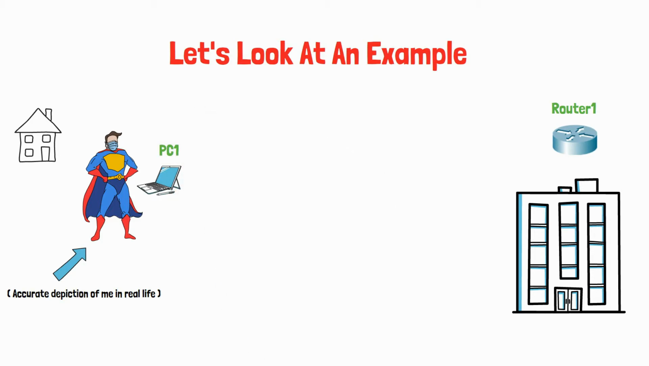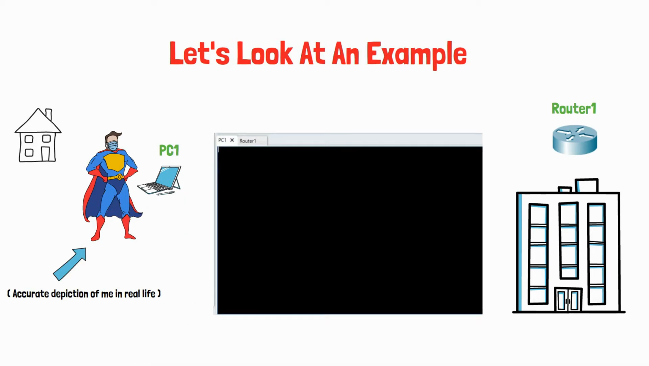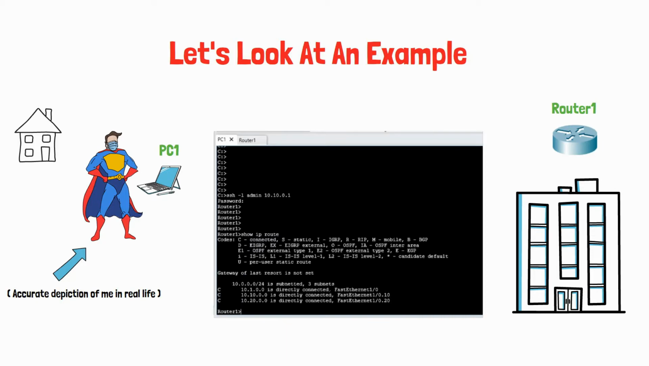So you can see here that I'm on PC1. What I can do, and granted I've already configured the router to accept this secure shell connection, is type the command ssh -l admin, then the IP address. In this case it's 10.10.0.1. Now you'll see here it's going to ask me for a password. I'm going to go ahead and type that in. Awesome. And now you can see that we're inside router 1.